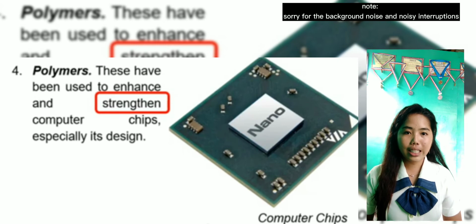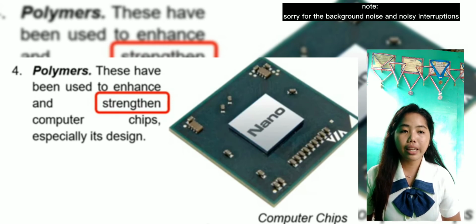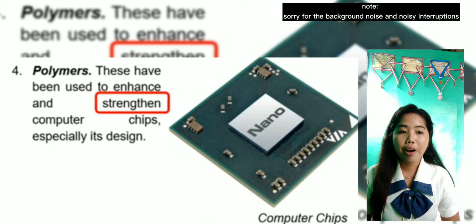The fourth one is polymers. To keep pace with the demand for faster computer chips, transistors must have increasingly small features. The use of carbon nanotubes is one of the technologies to maintain technological advancement by providing sensible approaches to smaller, faster transistors. Polymer technology has been used to strengthen computer chips, especially their design.